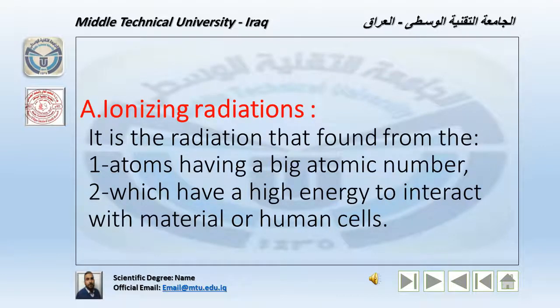Ionizing radiations. It's the radiation that's found from 1, atoms having a big atomic number, 2, which have a high energy to interact with material or human cells.